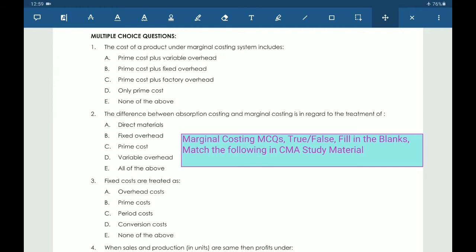Today we discuss marginal costing MCQs, true or false, fill in the blanks, match the following in CMA study material. First of all, we discuss multiple choice questions.